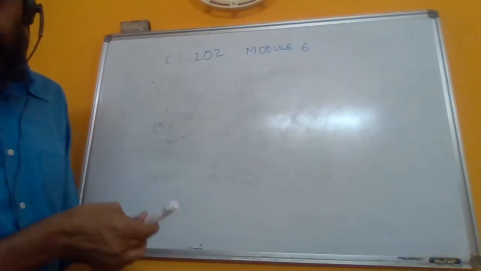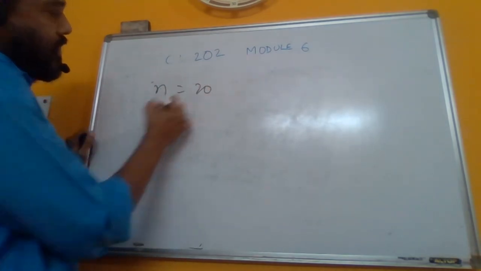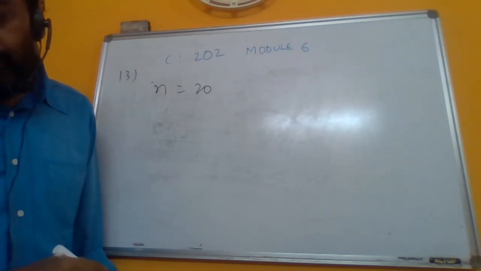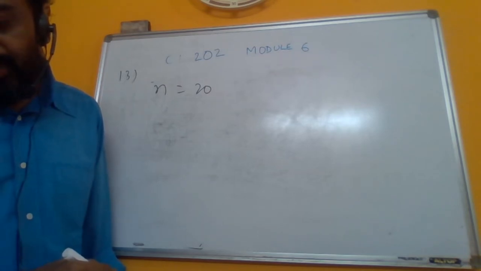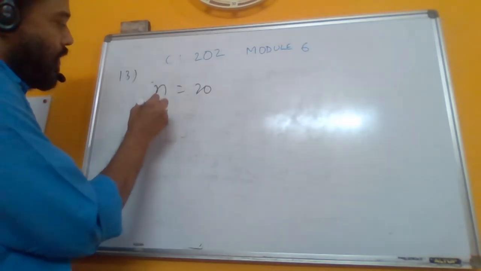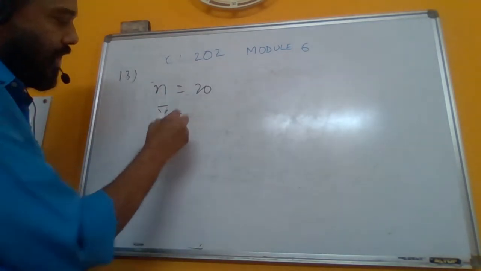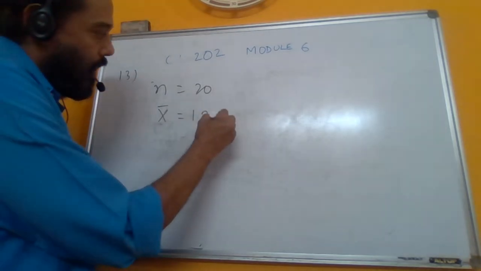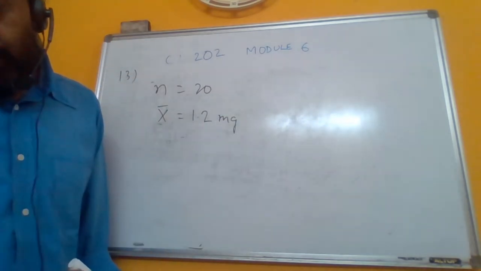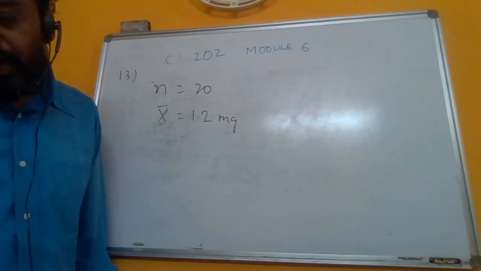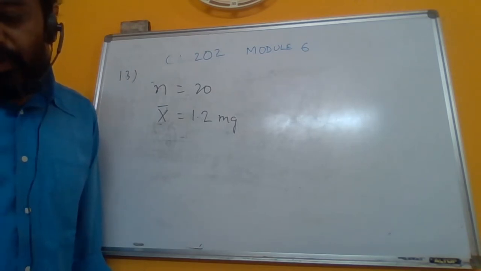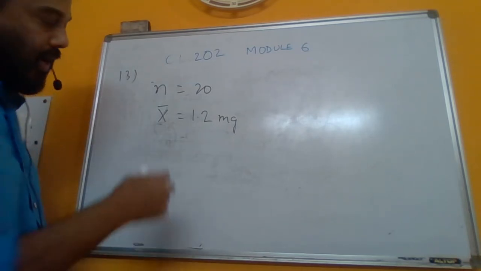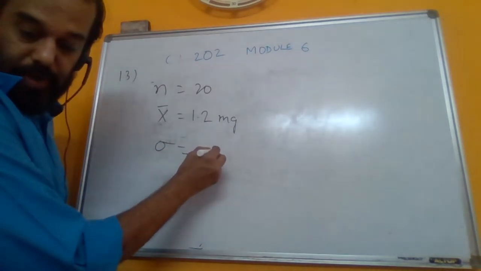So they have given you the following information. You have 20 cigarettes. This is question number 13. You want to determine the nicotine content and the average value. So I will call X the nicotine content of each cigarette. The average that they got with the 20 samples was 1.2 milligram. And you are supposed to compute a 99% two-sided confidence interval for the mean, if it is known that the standard deviation of the nicotine content, sigma, is 0.2 milligram.